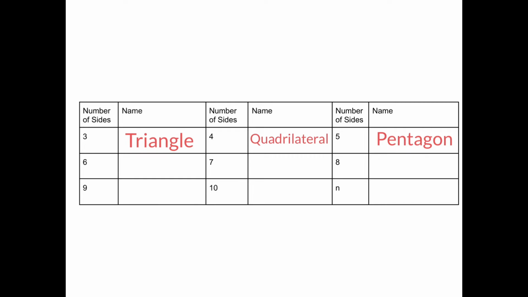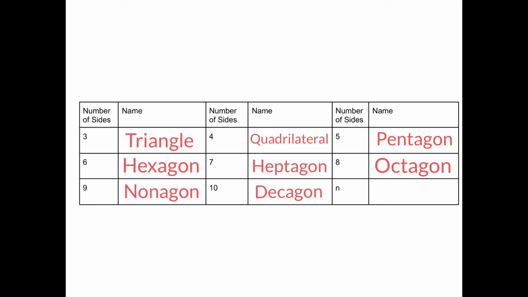Triangle, quadrilateral, and pentagon are for 3, 4, and 5 sides. Hexagon is what we call something with 6 sides. Heptagon is for 7, and octagon is 8. Nonagon has 9 sides. A decagon has 10 sides.